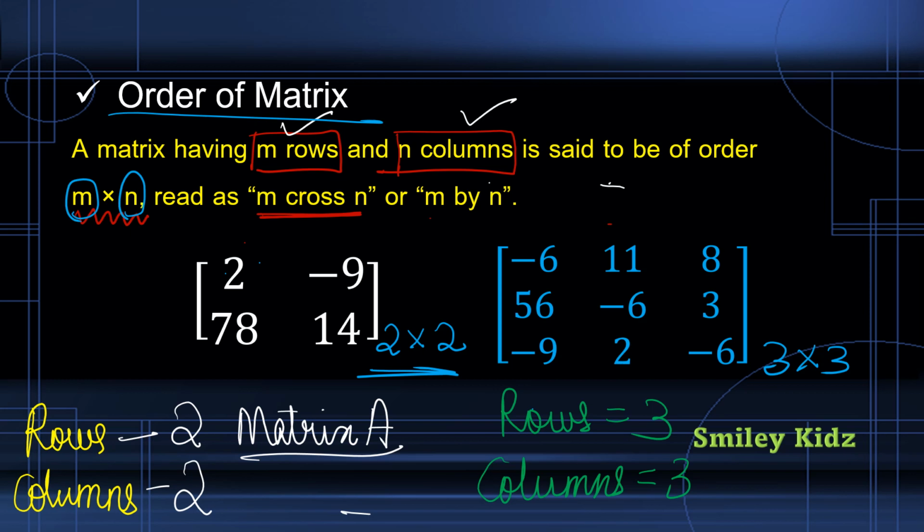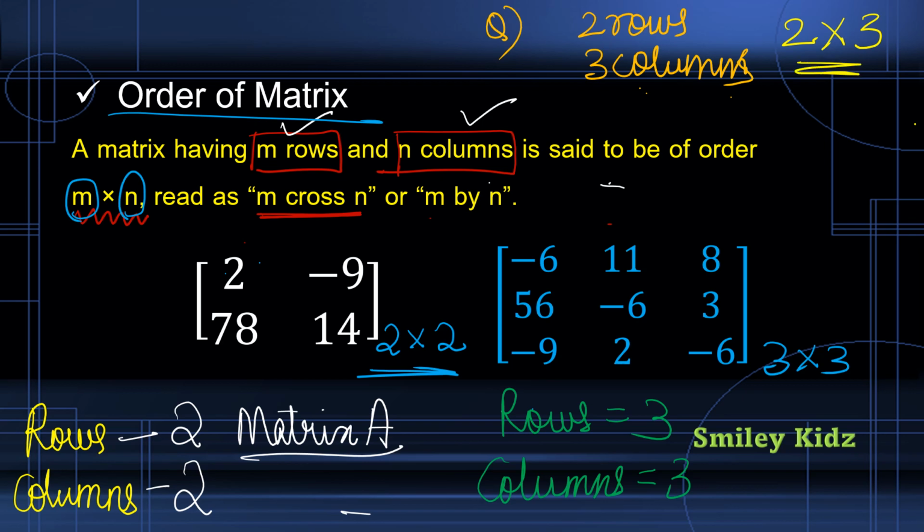Let's say there are 2 rows. This is a question. Let's say there are 2 rows and there are 3 columns. Now, how will you write the order of the matrix? The order of the matrix will be rows times columns. That is 2 into 3. This will be your order of matrix.